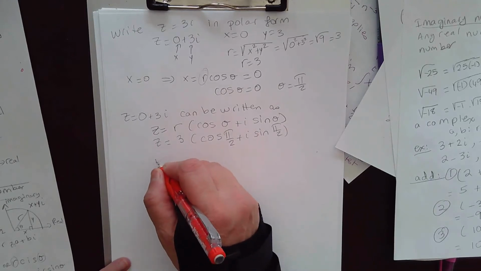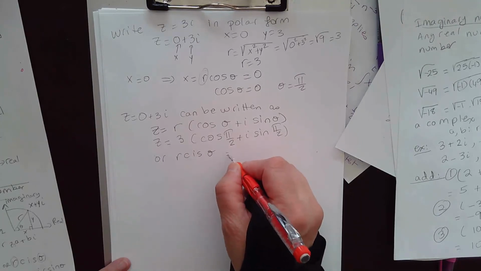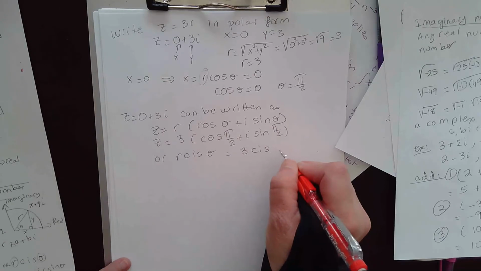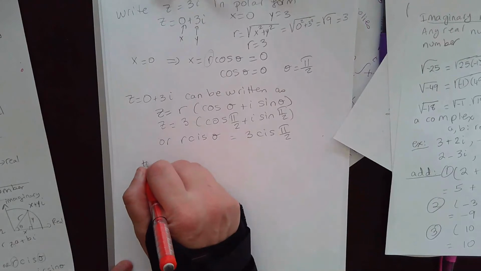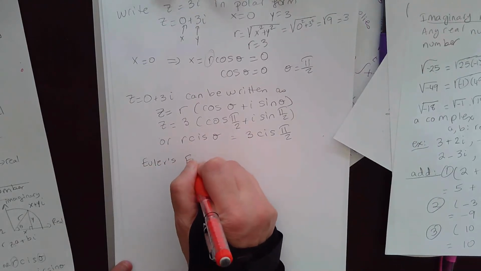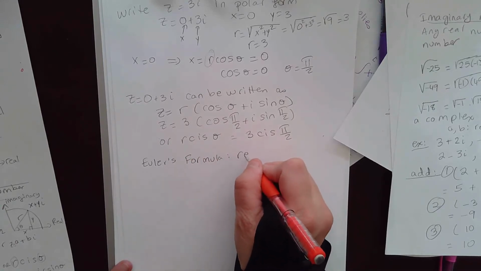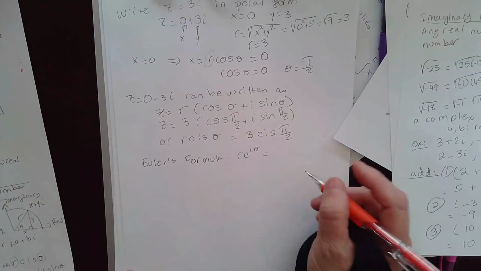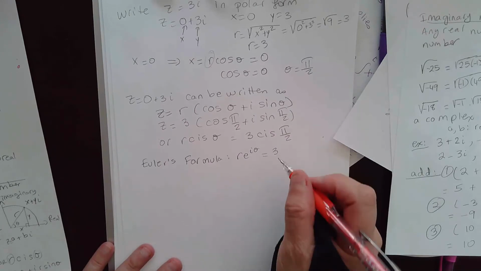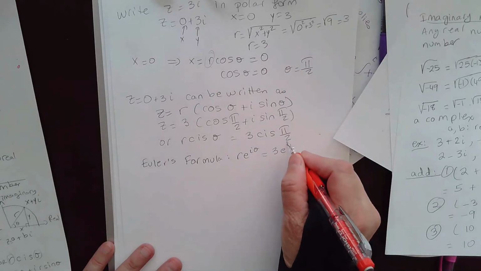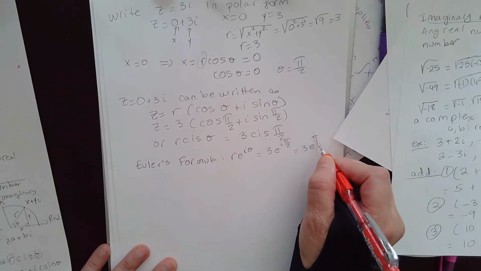Or in abbreviation, what is that? r cis theta becomes what? r, which is 3, cis theta, which is pi over 2. How do we write it in Euler's? So remember, it's r e to the i theta. r is 3, e to the i theta. What is theta? Pi over 2. So 3 e to the pi over 2 i.